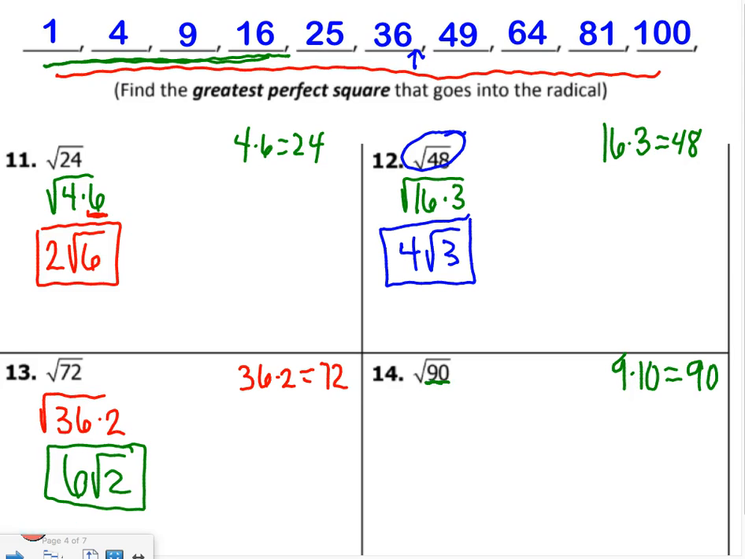So again, instead of writing 90, I'm going to rewrite it as 9 times 10. Well, what's the square root of 9? 3. Do we know the square root of 10? No. So our simplified version is 3 radical 10.